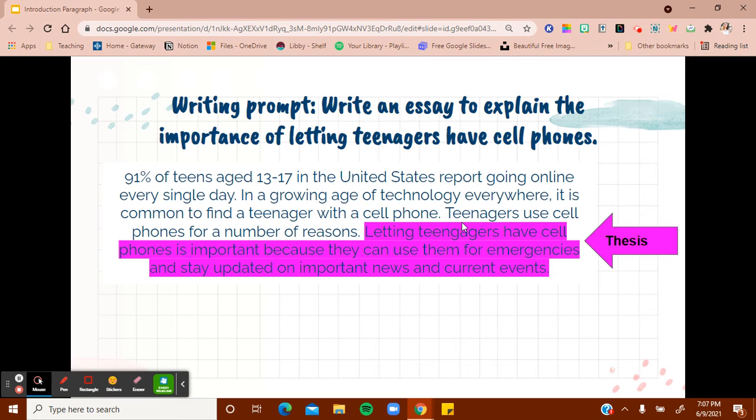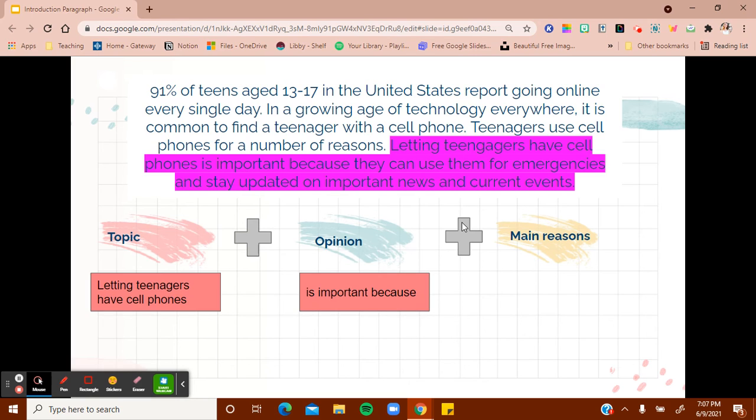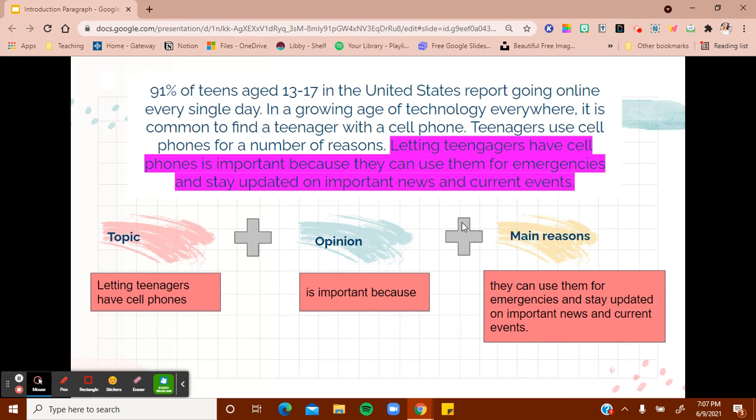Now let's break down the thesis using the TOM method to see if it's strong. So for the topic of this thesis statement, it's letting teenagers have cell phones. The author's opinion about this is that they think it is important. And the 2 reasons that they use to defend their opinion, well, the first one is that you can use them for emergencies. And the second reason is to stay updated on important news and current events. And altogether, they all end up becoming a really good thesis statement.